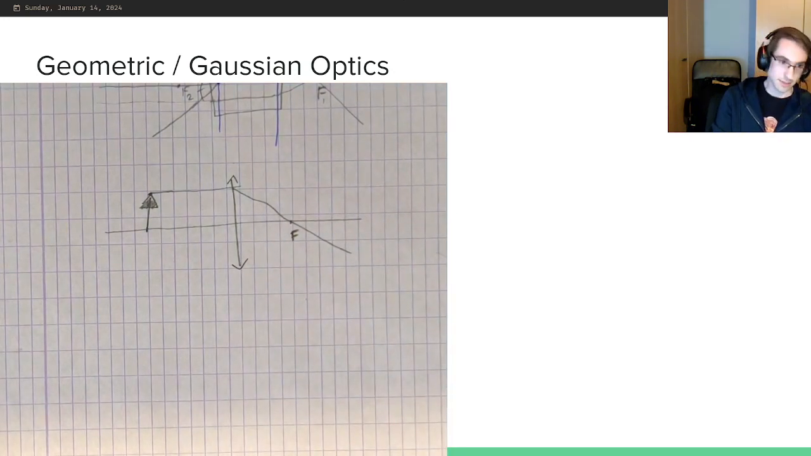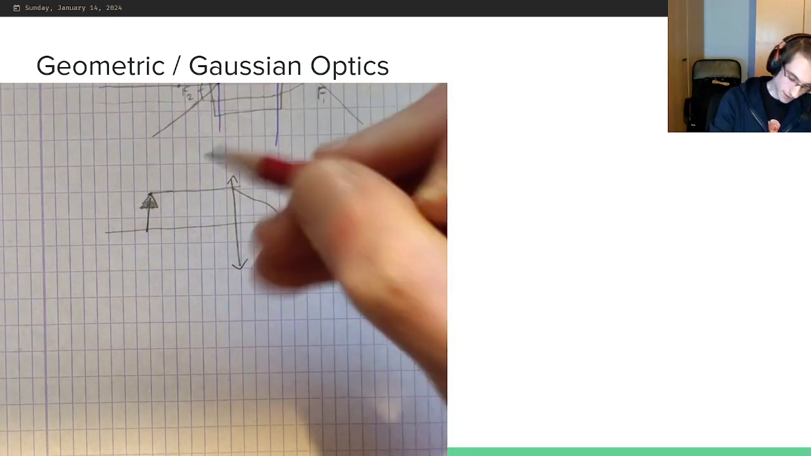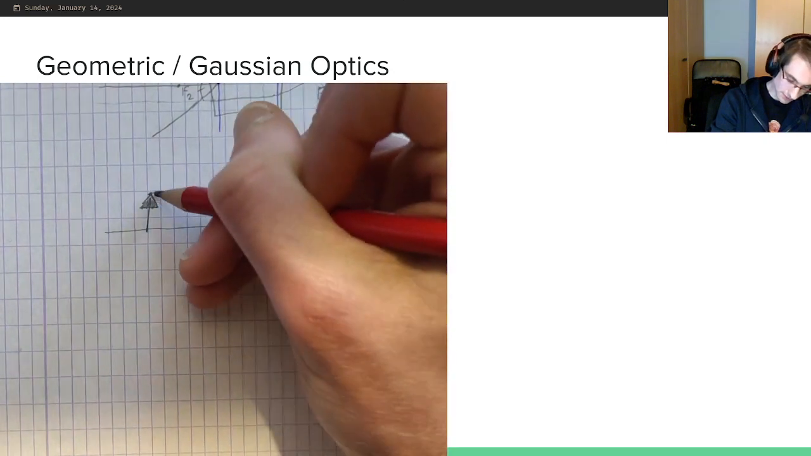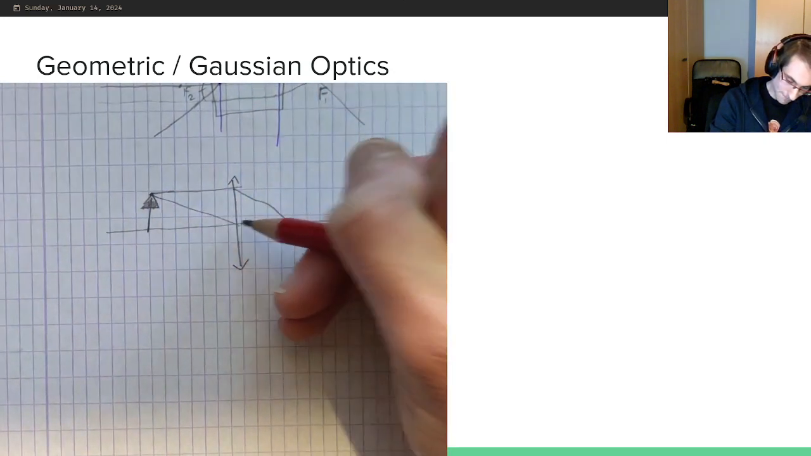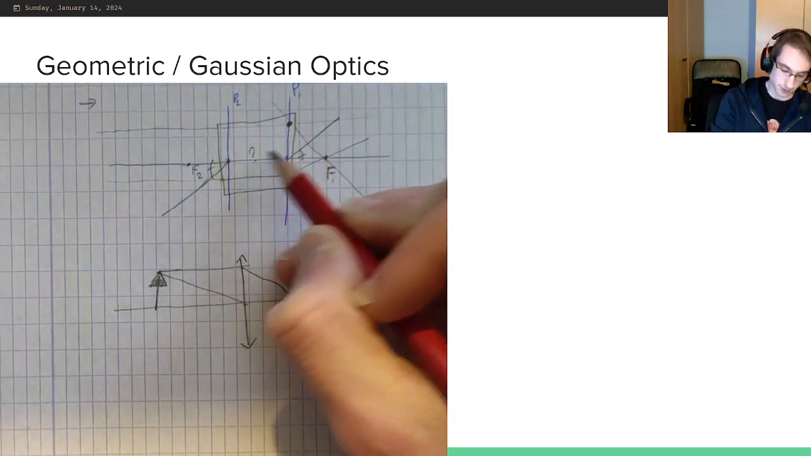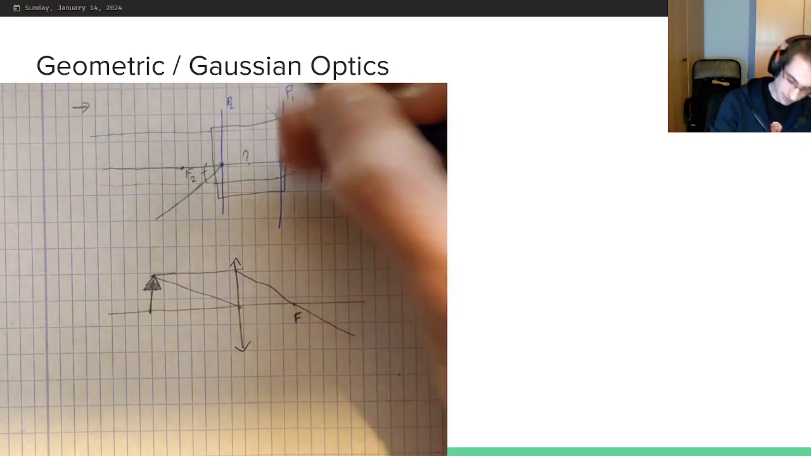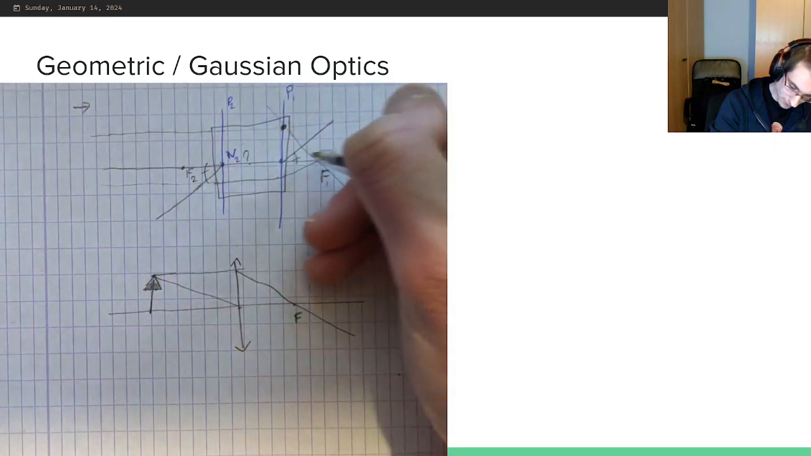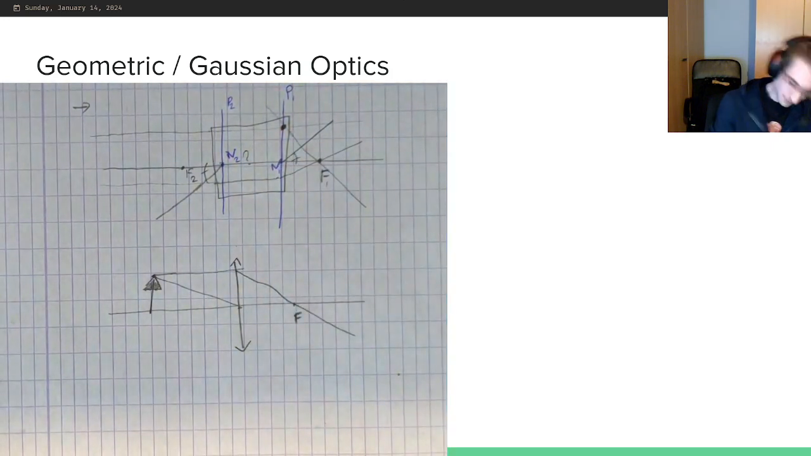There is another light ray that is going to be emitted in the direction of the center of the lens, like this. And because the center of the lens, this is where the nodal points are, I should actually label these N, N2, and N1.